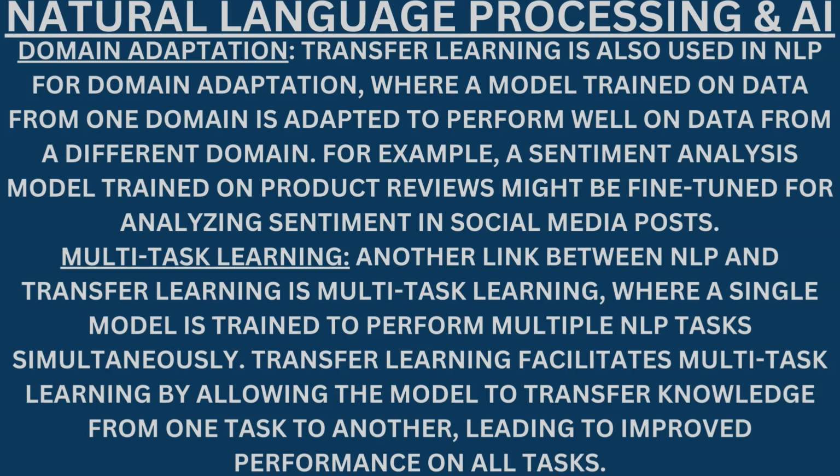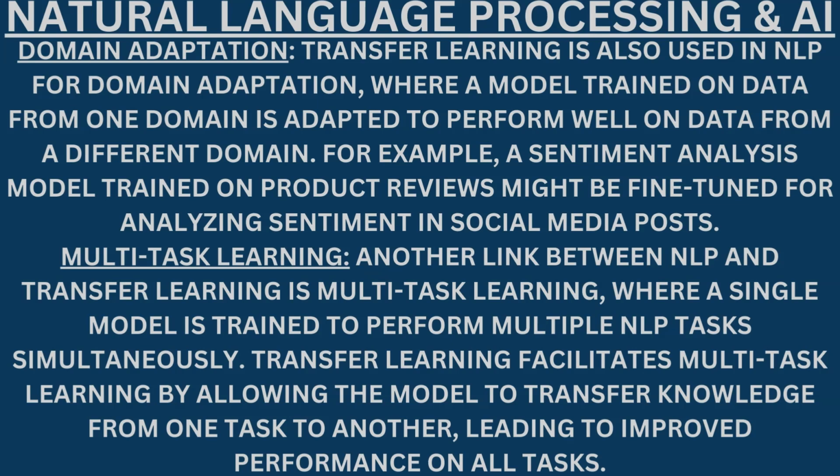Domain adaptation. Transfer learning is also used in NLP for domain adaptation, where a model trained on data from one domain is adapted to perform well on data from a different domain. For example, a sentiment analysis model trained on product reviews might be fine-tuned for analyzing sentiment in social media posts.